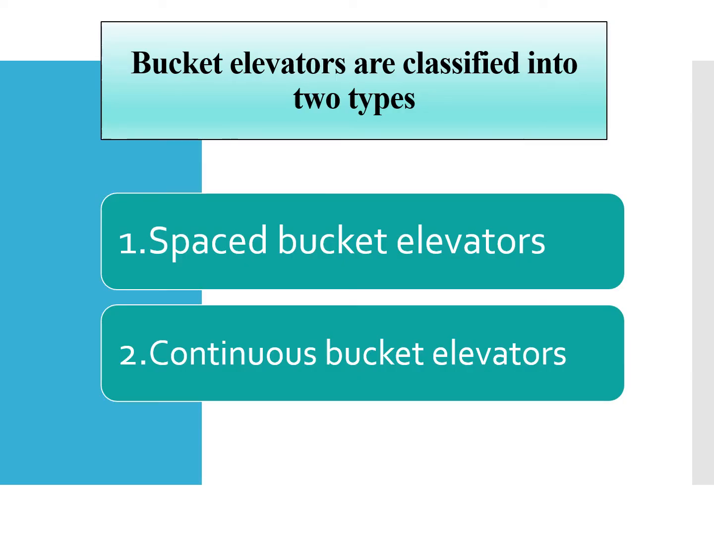Bucket elevators are classified into 2 types. Firstly, spaced bucket elevators. It is also known as grain leg. It is a mechanism for hauling flowable bulk materials, most often grain or fertilizer, vertically. Second one is continuous bucket elevators. A continuous bucket elevator is a type of bucket elevator designed to carry product all the way between processes gently and without degradation.